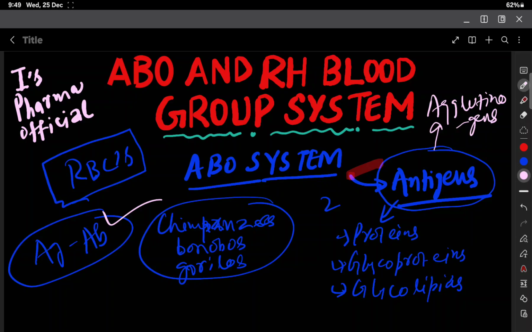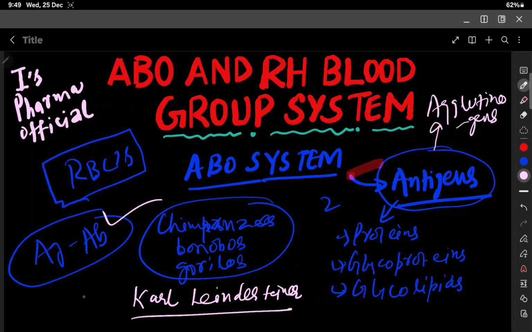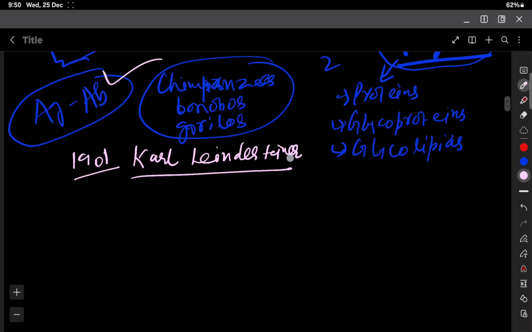If we go to the history of the ABO system of blood grouping, it was Karl Landsteiner who discovered it in 1901. Then other scientists who worked with Landsteiner discovered type AB in 1902. Landsteiner was also awarded the Nobel Prize in 1930 for physiology or medicine for his work. Now we will go to the antigenic systems.